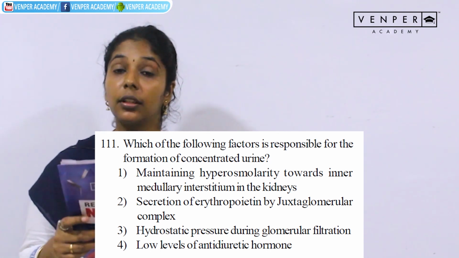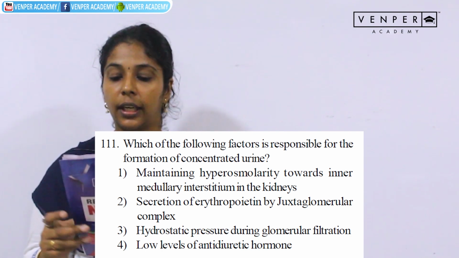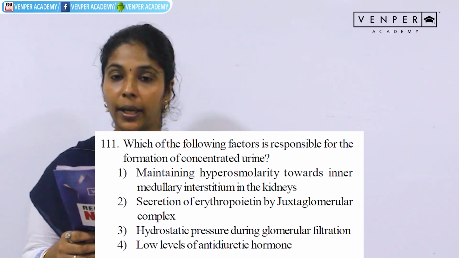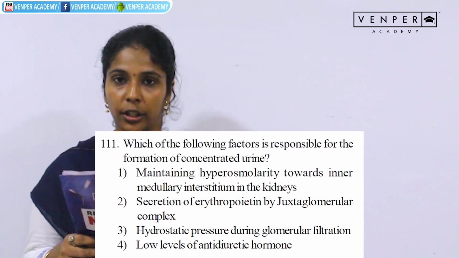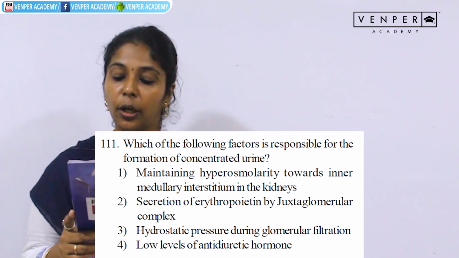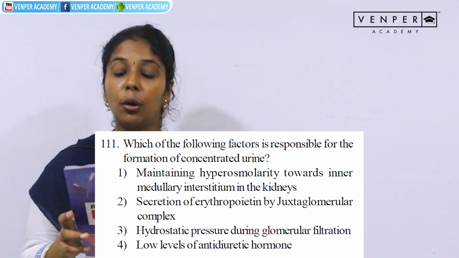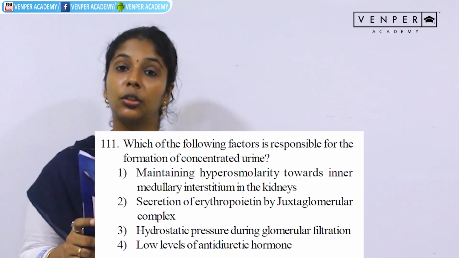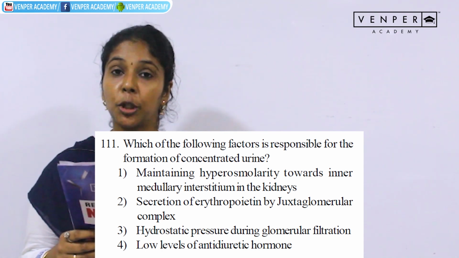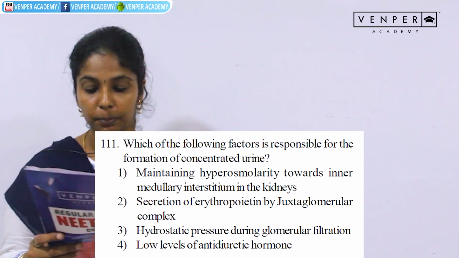First, maintenance of hyperosmolarity in medullary interstitium helps in the concentration of urine. That is correct. Second option, secretion of erythropoietin by juxtaglomerular complex has no role in the urine concentration. Only erythropoietin helps in the RBC production. Hydrostatic pressure during glomerular filtration, the option 3, helps in the formation of urine. Low levels of antidiuretic hormone causes diluted urine. So the correct option for the concentrated urine is option 1, maintaining hyperosmolarity towards inner medullary interstitium in the kidneys.